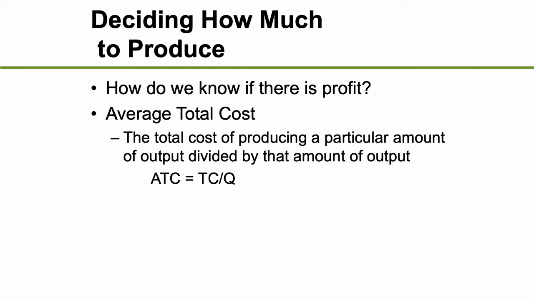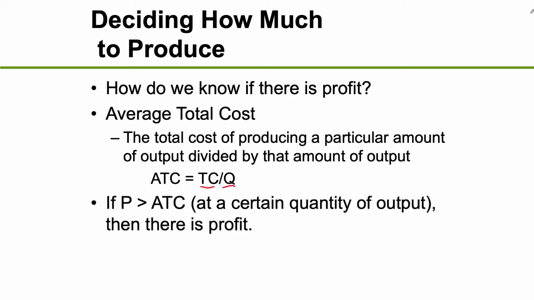Average total cost is the total cost of production divided by the output that is produced. So notice we're not looking at changes here. This is not marginal cost. This is the total cost divided by whatever output amount you are producing. And if the price is greater than average total cost at a particular output, then there is profit. And the maximum profit will occur by producing the output where marginal revenue equals marginal cost.